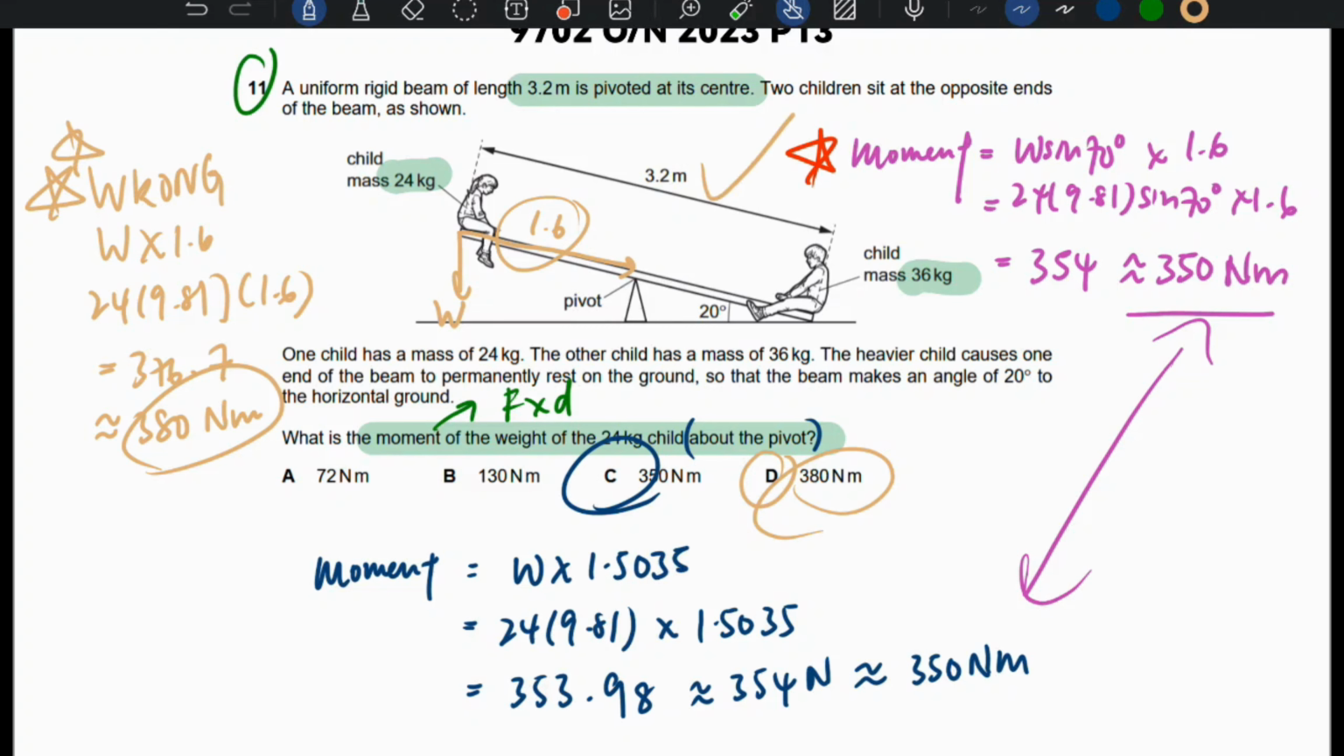Both, okay, let me mark in green. These two are the correct ones.